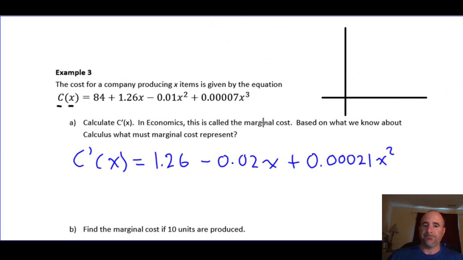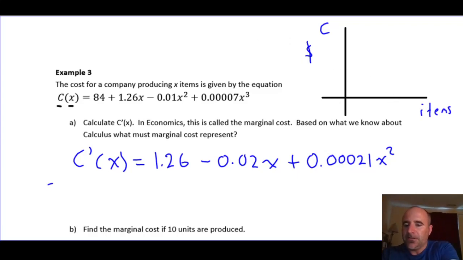In any case, what must this derivative represent? Well, the original graph had C for cost, so we assume that that's in dollars. And X items, so in items. So the derivative represents the rate of change of this graph, which is kind of like the slope. It's dollars per item.